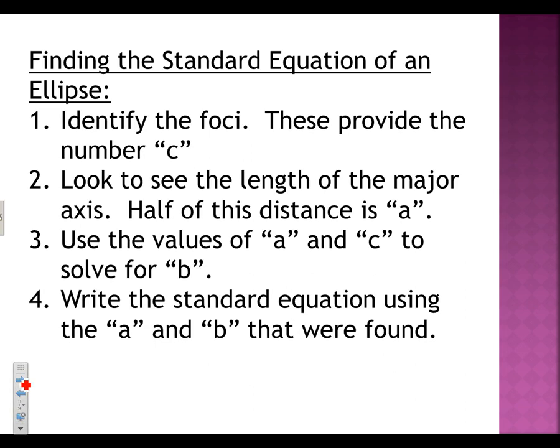So when we're finding the standard equation of an ellipse, identify your foci. Those give you your number c. Look to see the length of the major axis. Half of that distance is going to be one of your a's. Use the values of a and c to solve for b. Number 4, write the standard equation using the a and b that were found.